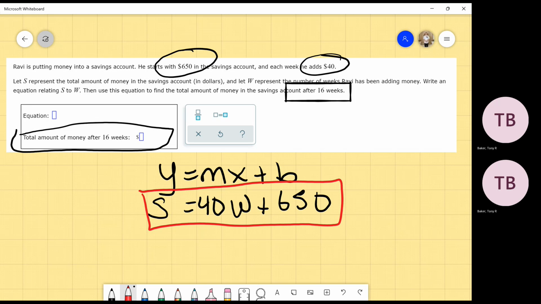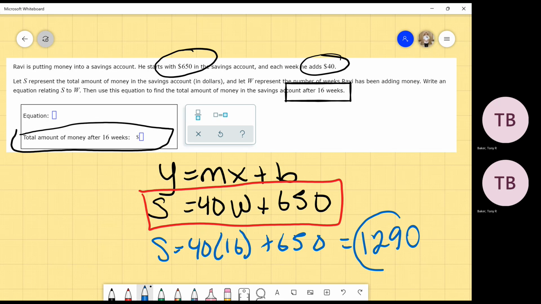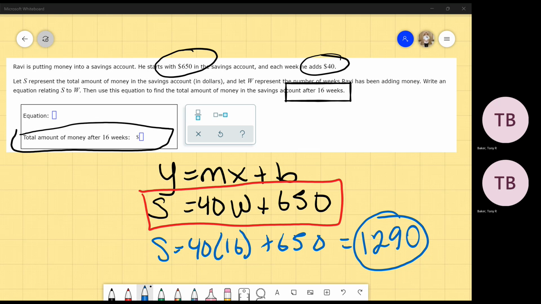All right. So we're now looking at 16 weeks. So that's the first answer. So now we're going to plug in 16. So S equals 40 times 16 plus 650. So 40 times 16 is 640 plus 650 is 1290. And that's the money answer there. So on this topic, you're going to come up with the equation and then plug a number into it. You're not going to get that part right either.